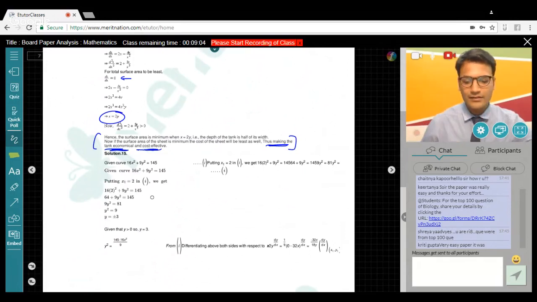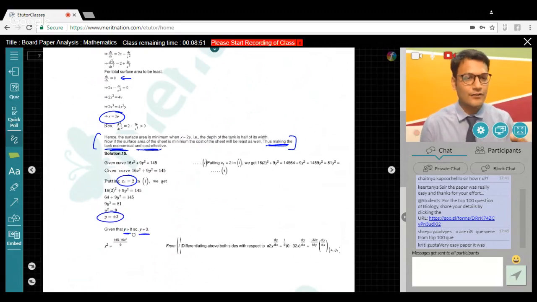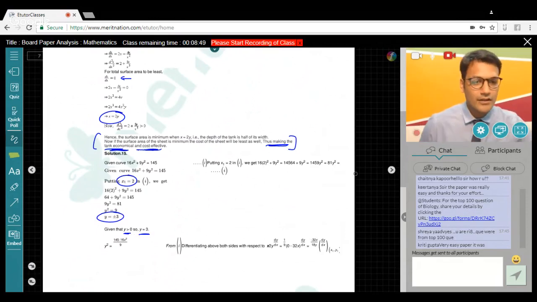Both the parts were kind of easy, so you can check the solution. You need to put the value of x, and you will get the value of y. Y is given to us as positive, so select one value. Then you'll find the derivative, the equation of normal and the equation of tangent. That will give you your answer.